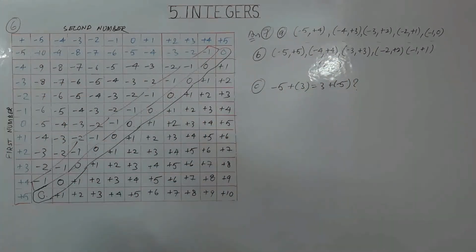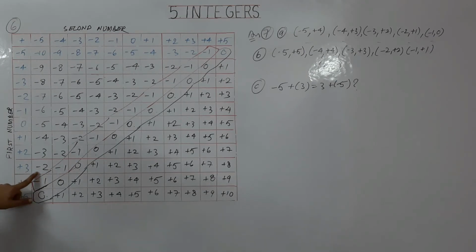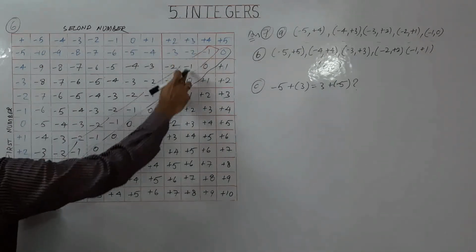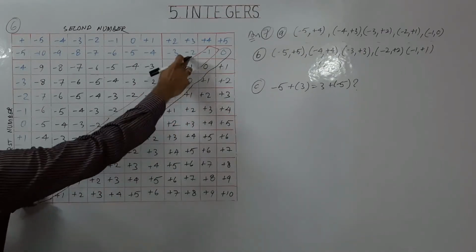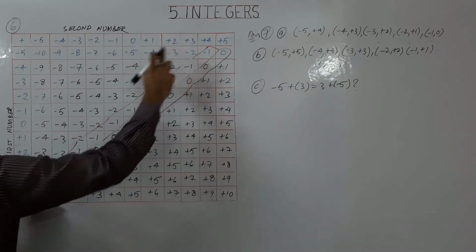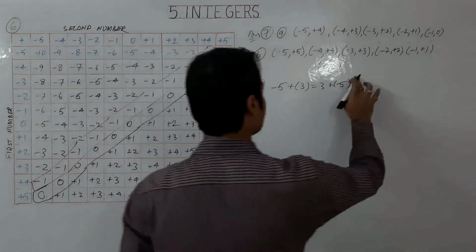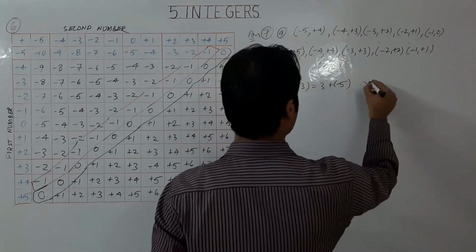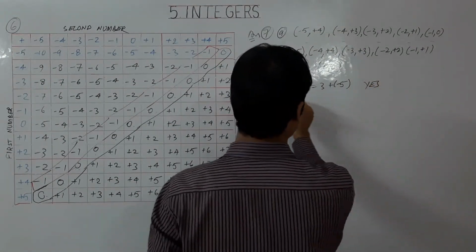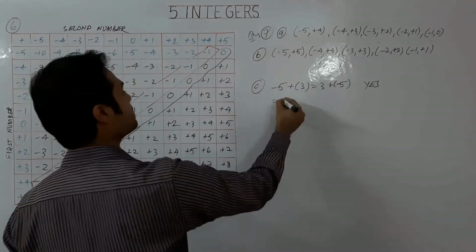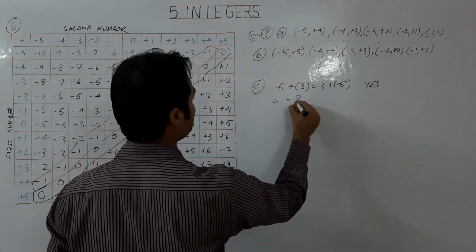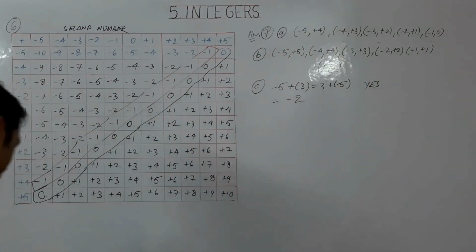Yes, -5 + 3 is -2, and 3 plus -5 is also -2. So yes, both are the same. -5 + 3 or 3 plus -5 is equal to -2. So yes, both are the same.